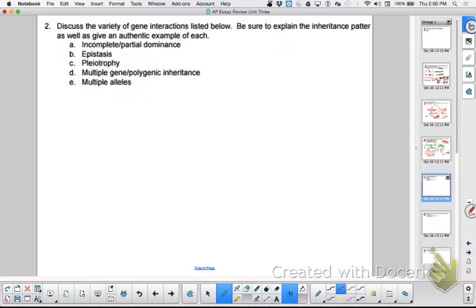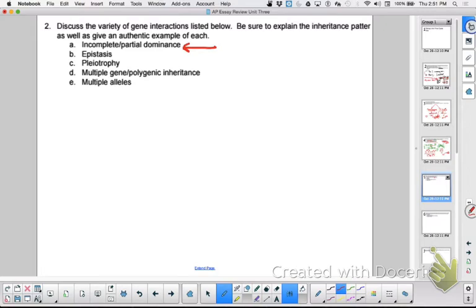So put another one on there. Discuss the variety of gene interactions listed below. Be sure to explain the inheritance pattern as well as give an authentic example of each. So incomplete or partial dominance. We talked about that. There are 2 simple examples you could do for that one. The red flower and the white flower: red flower, white flower makes pink flower. Straight hair, curly hair makes wavy hair.